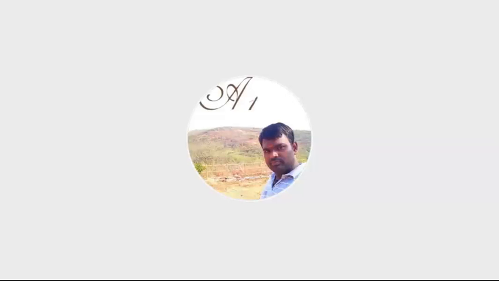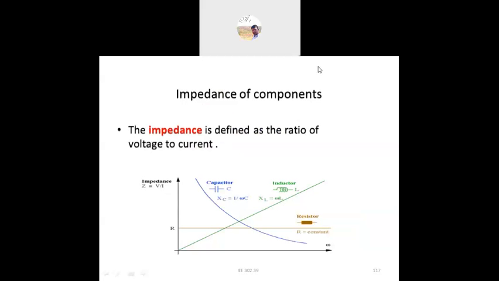So this is all about this. Impedance is also one of the opposing forces in the circuit. Impedance is measured in ohms. We'll discuss impedance in the next class.